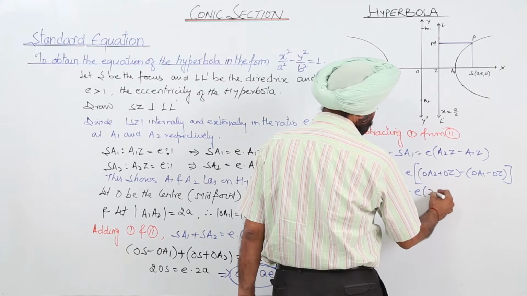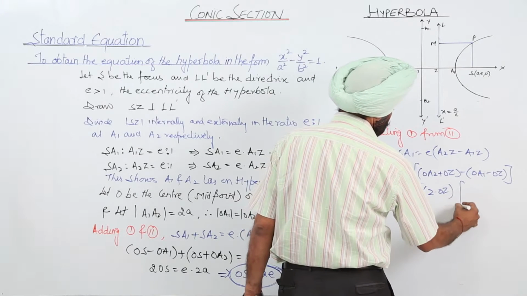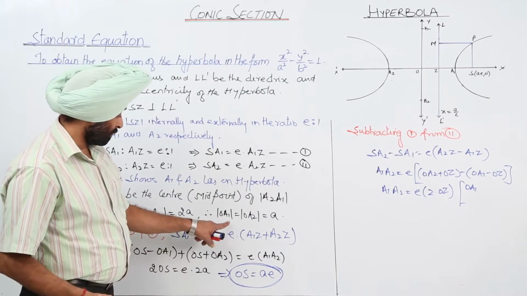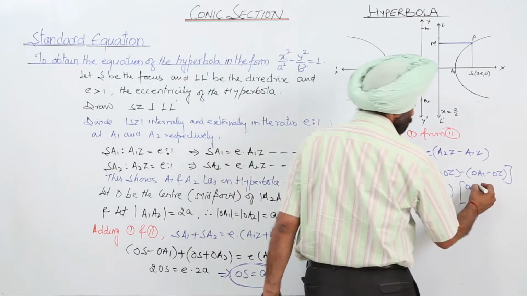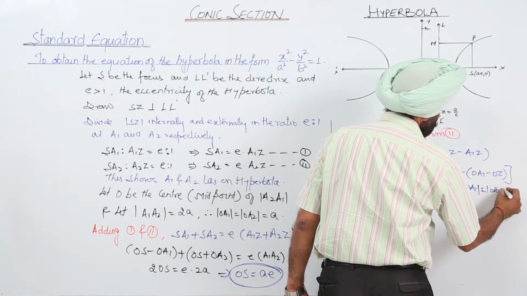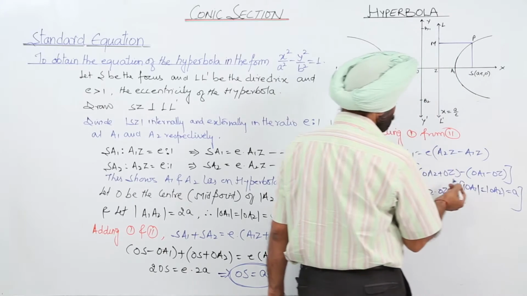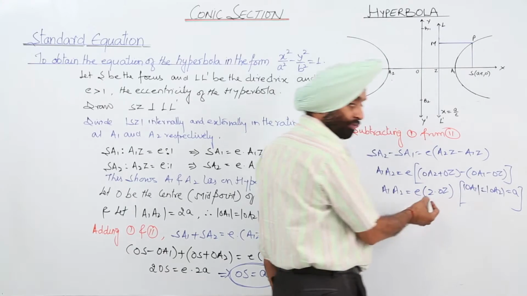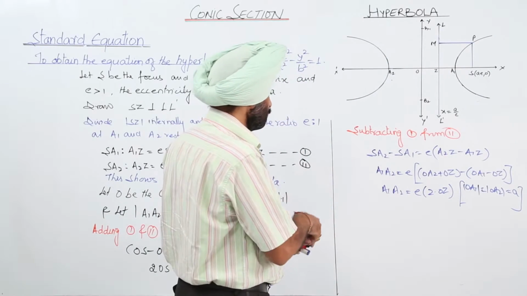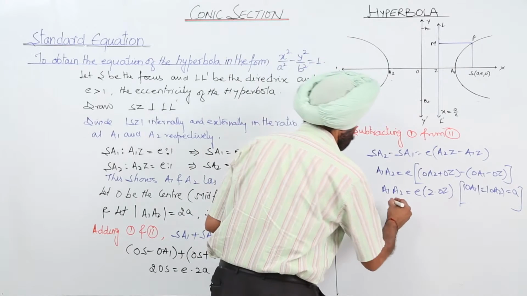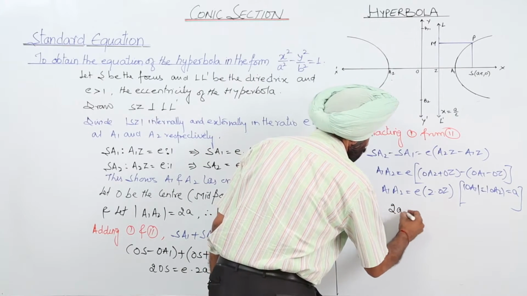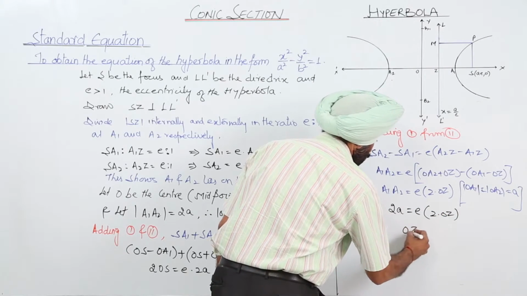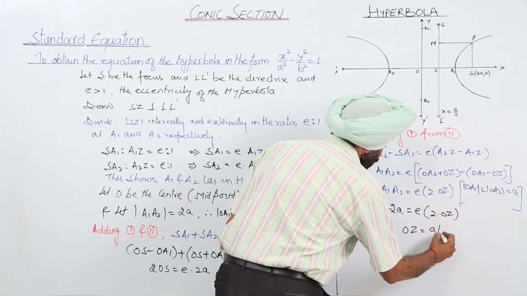Now A1A2 is equal to E with twice of OZ. Again, same thing: OA1 equals OA2 equals A. Okay. So that's why OA2 and OA1 cancel and this becomes positive, so we are left with twice of OZ. Now A1A2 is what? 2a. 2a is equal to E times twice of OZ, and OZ is equal to A upon E.